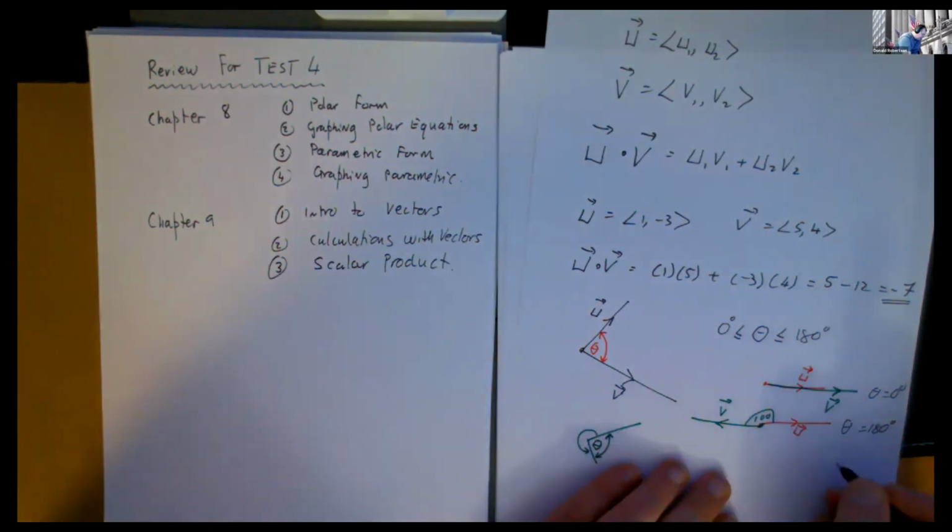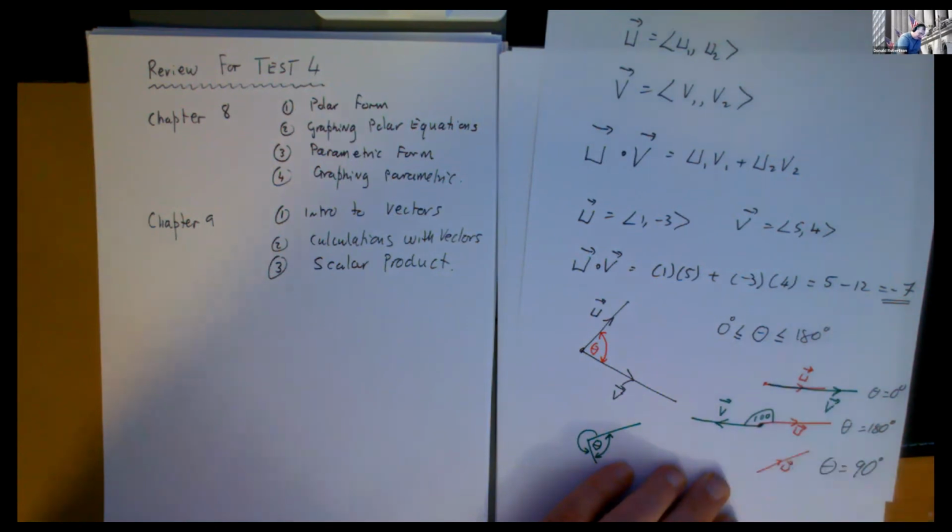Now, there is a very special case where the angle between the two vectors is 90 degrees.